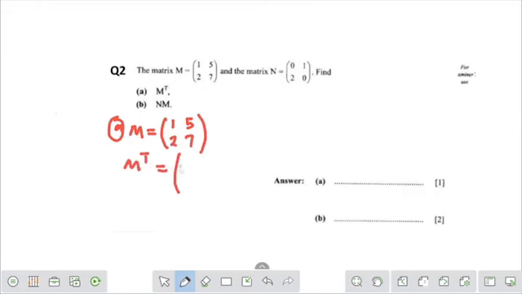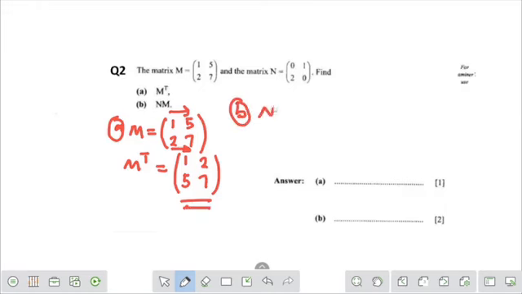Remember, the transpose of the matrix is whereby this row will become a column. So we are going to have 1 and 5. Again, we have 2 and 7. This row as well also becomes a column, which should be 2, 7. So this is how we find the transpose. This is the transpose of matrix M. So we come to our question B.